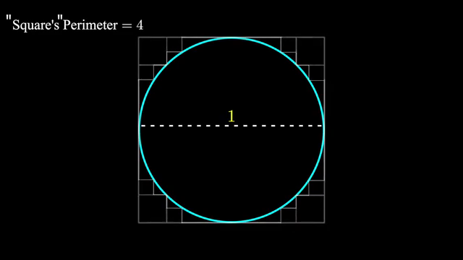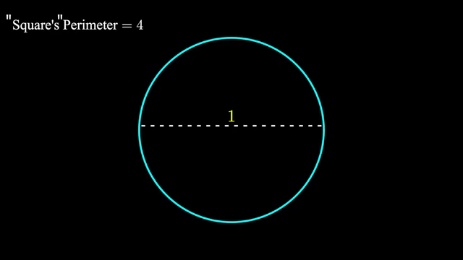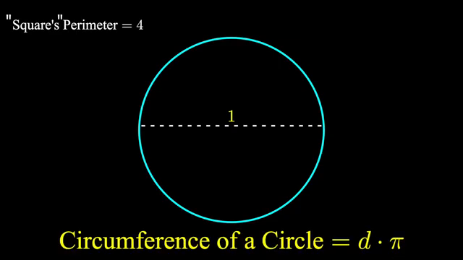of the circle. What is the circumference of a circle? We know it's diameter times pi. In this case, 1 times pi is pi. That's the circumference of this circle. But the perimeter of this shape approached that circumference, and its length was 4. So pi is 4.